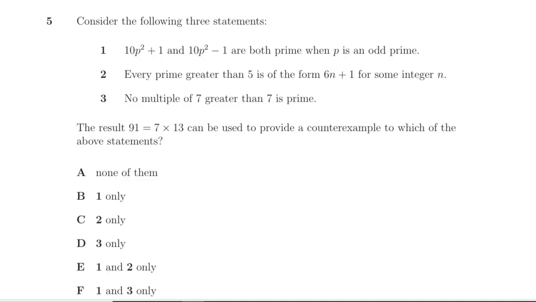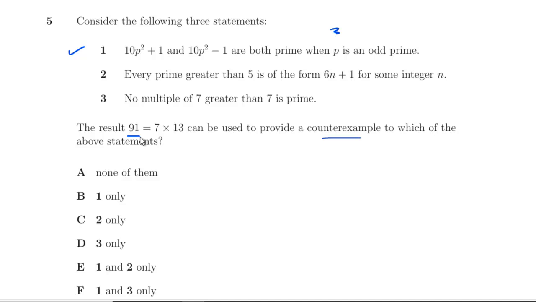Right, okay, so 10p squared plus 1 and 10p squared minus 1 are both prime when p is an odd prime. Well, they've given us a 10p squared plus 1, haven't they, with a 91. So p is 3, which is an odd prime. And that gives us 91, but 91 is not prime because it's 7 times 13. Right, so that is a contradiction to number 1. So number 1 is fine as being a contradiction or a counterexample, as they've said.